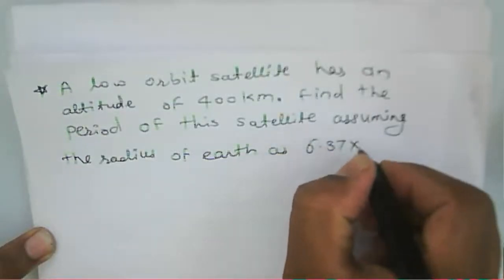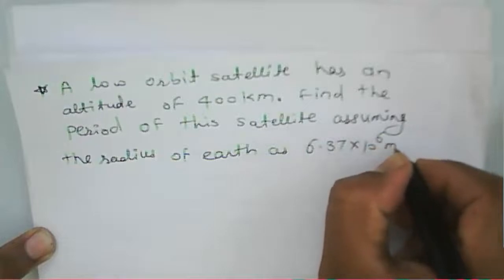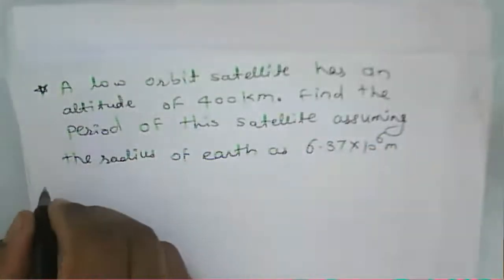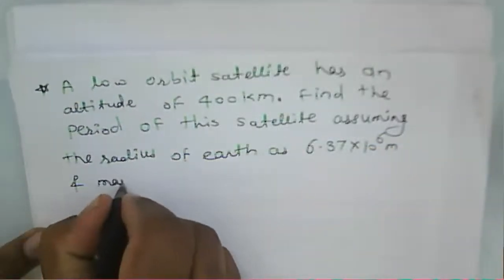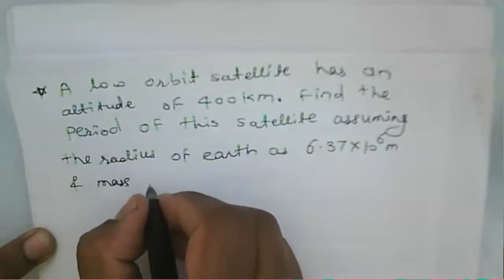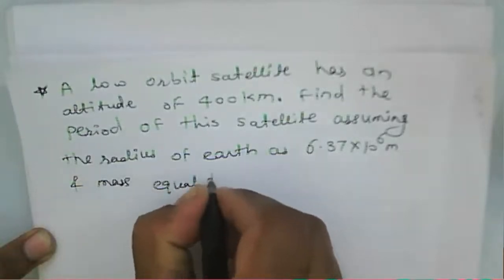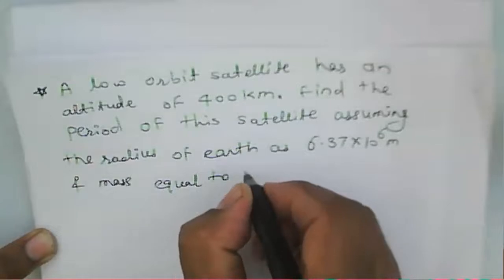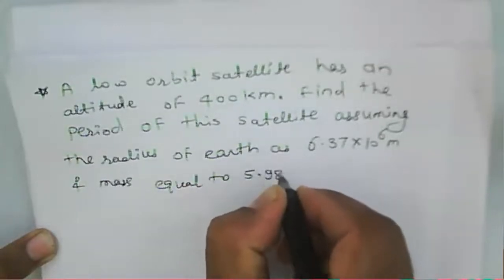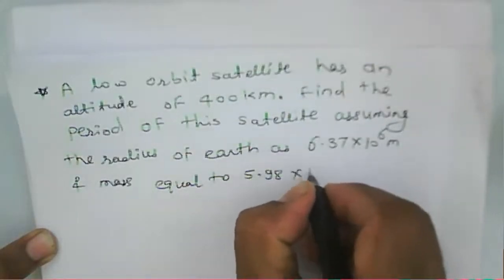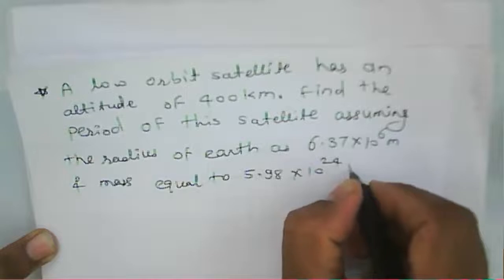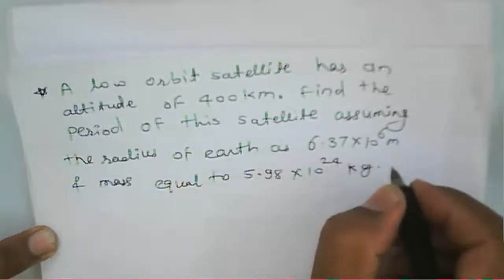6.37 times 10 to the power 6 meters, and mass equal to 5.98 times 10 to the power 24 kg.